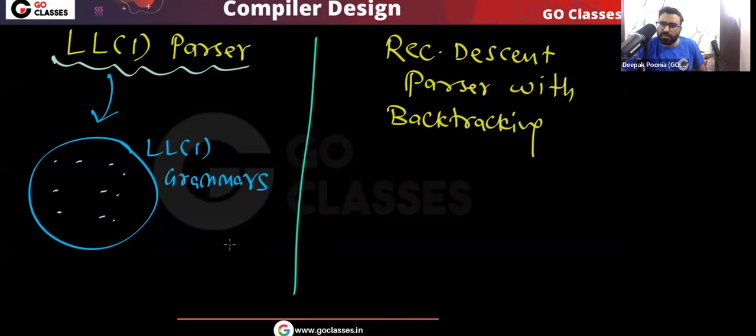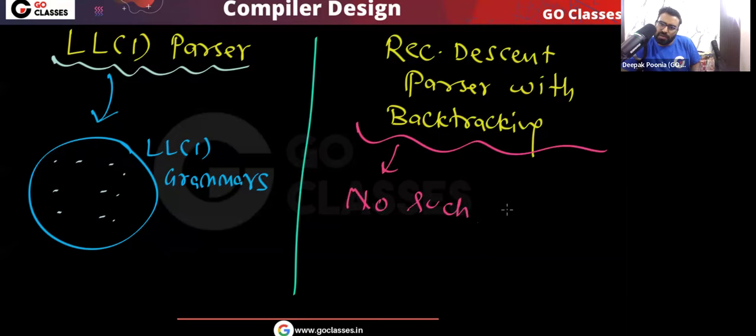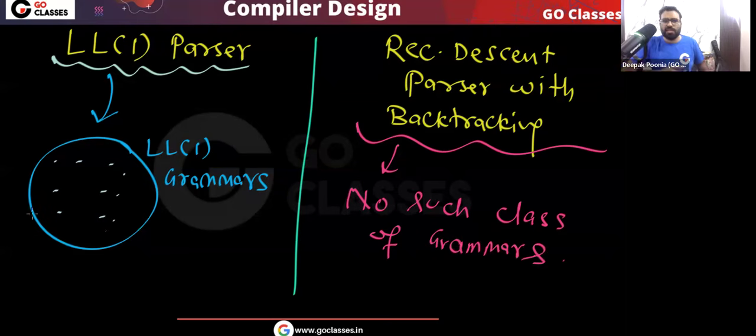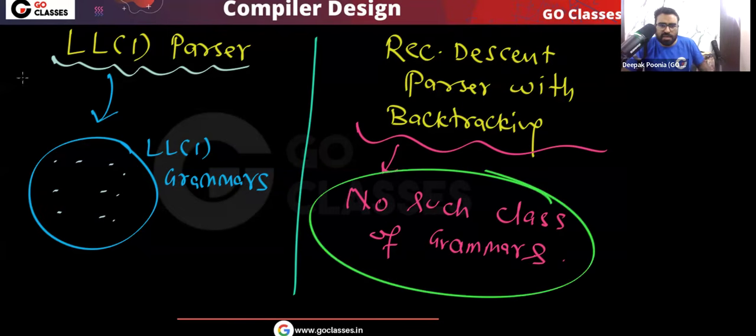Very simple. But remember, for the recursive descent parser, there is no such class of grammars. Forget about a class of grammars. You can notice that for the same grammar, if you change the production order, the recursive descent parser will work in a different way. Yes or no? It will behave in a different way if you keep the same grammar but just change the order of the production. So notice one thing: for the recursive descent parser with backtracking, there is no such class of grammars.